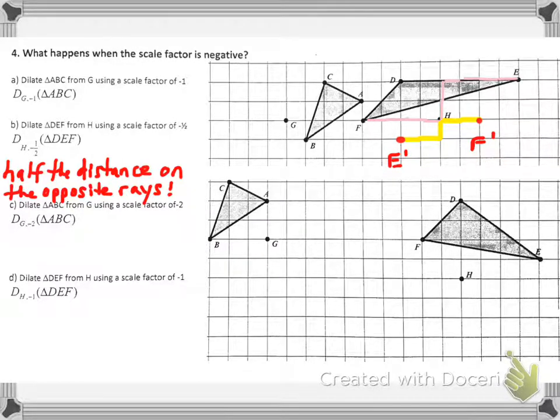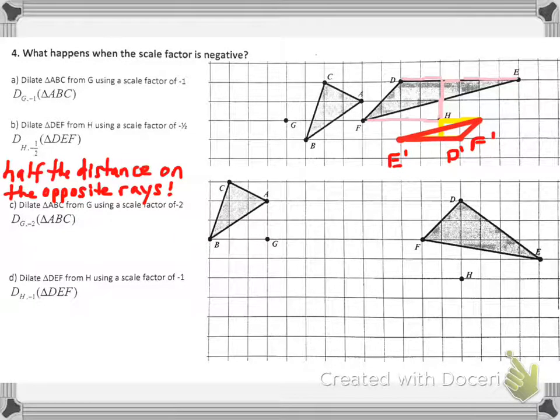Do you understand that? So from H to D, what do we go? Up 2, left 2 to get there. So now instead we're going to cut that in half and go down and to the right. So down 1, right 1, and we get that triangle.